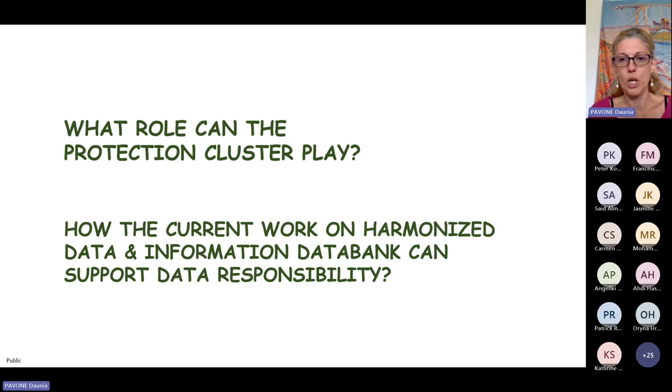The first person will get a special praise. The first person who is able to break the ice and speak out about what do you think that you as protection cluster or GBV AoR or child protection or other AoRs, what can you do when it comes to data responsibility in your daily work? How do you help the safe, ethical, and effective management of data?